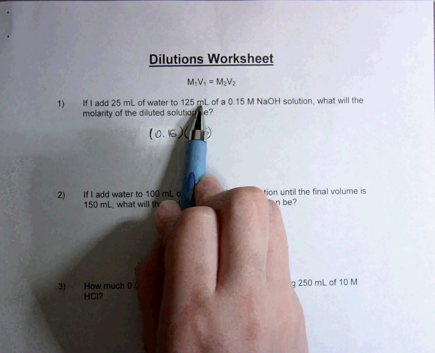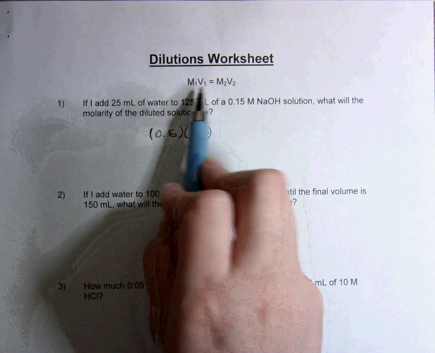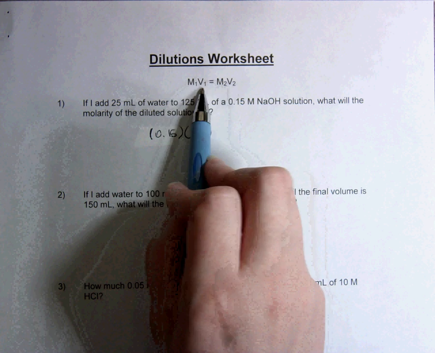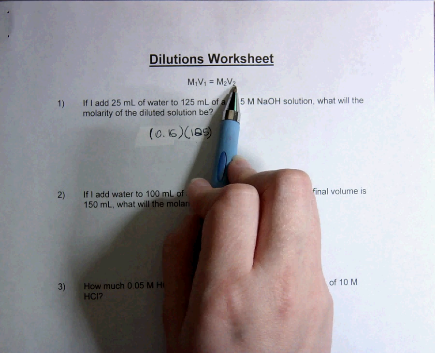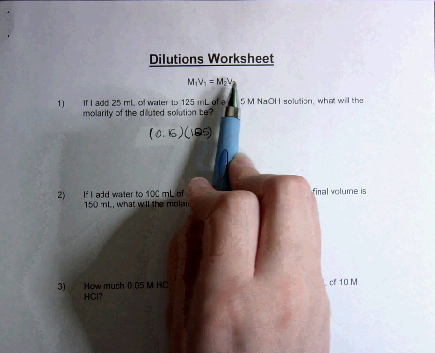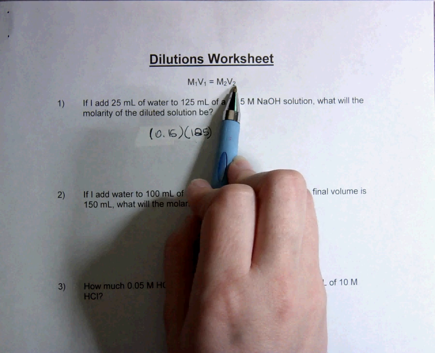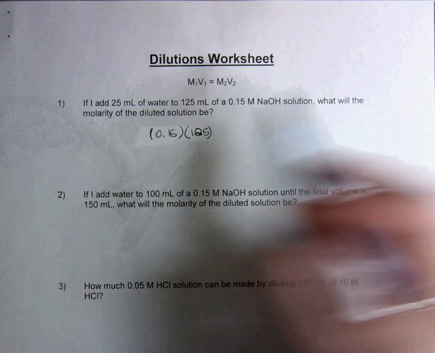You do not have to change from milliliters to liters as long as your two volumes are the same unit. If I have milliliters here and milliliters here, that's fine. I don't have to change that to liters. It's only if I have milliliters on one side and liters on the other that I would need to change them to match up with each other. So I'm going to leave it as milliliters.